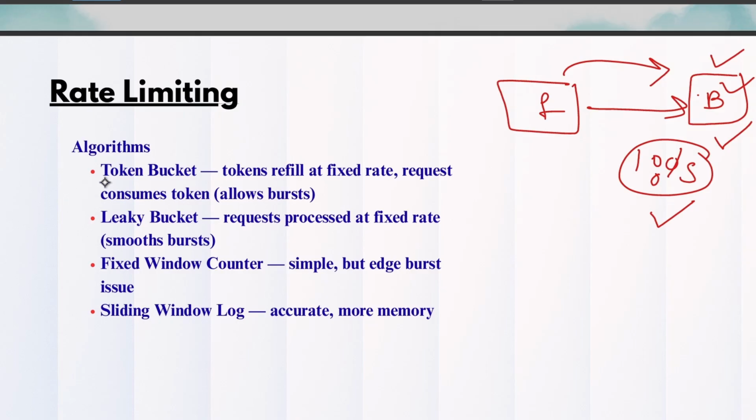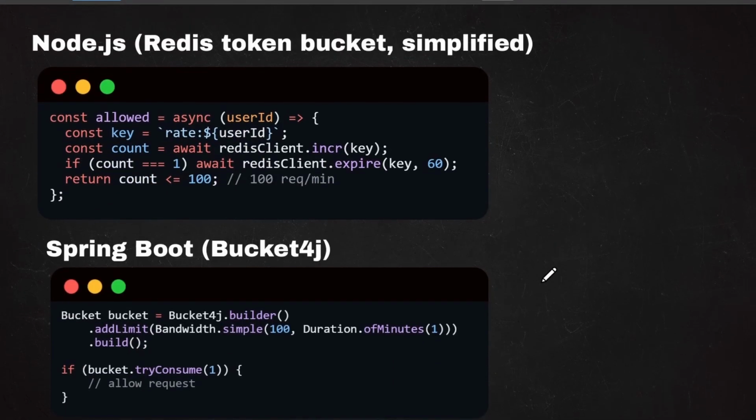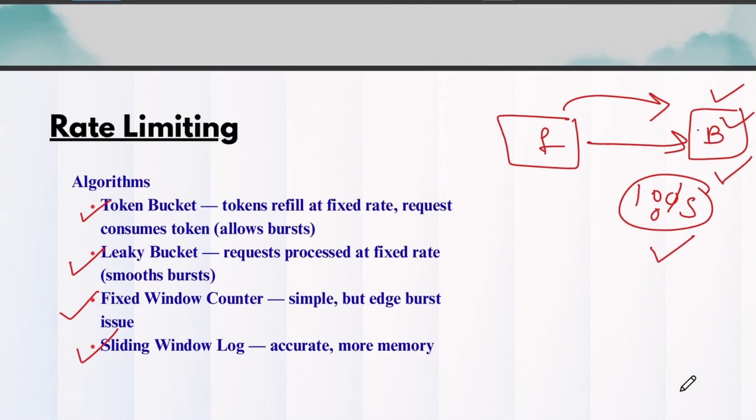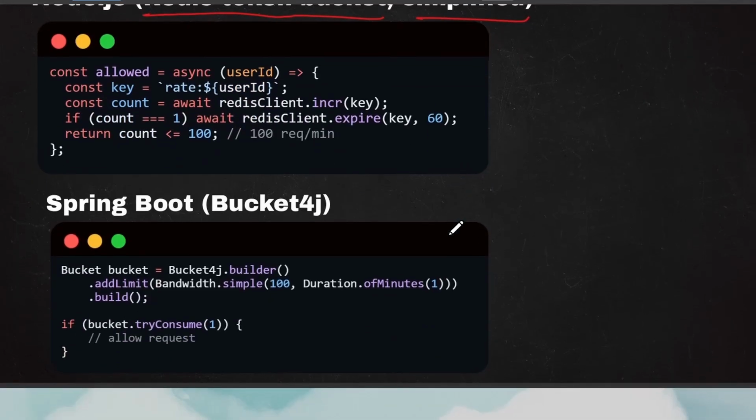And in rate limiting, we covered the algorithms: token bucket, leaky bucket, fixed window counter, and sliding window log. All of this we need to take into consideration. And again, as I said, there are simple code snippets, the Redis token bucket, and a simplified version. So for this rate limiting also, I have put small code snippets for you.